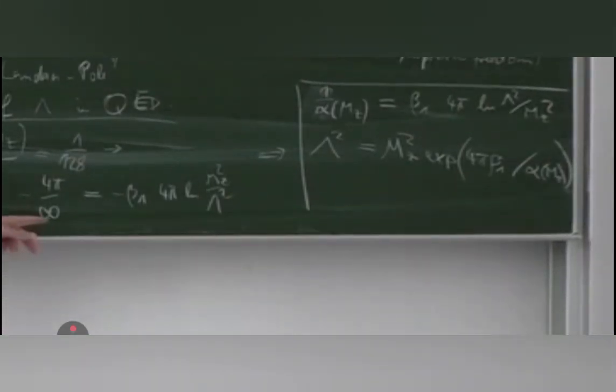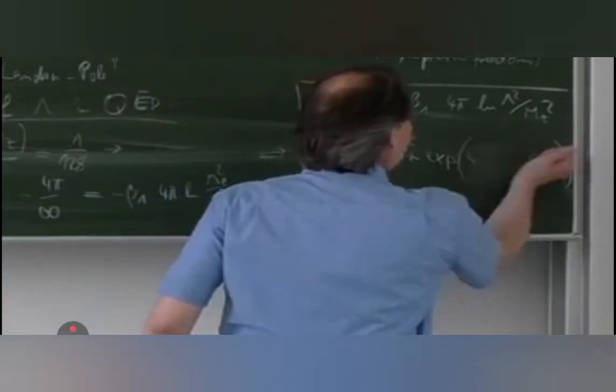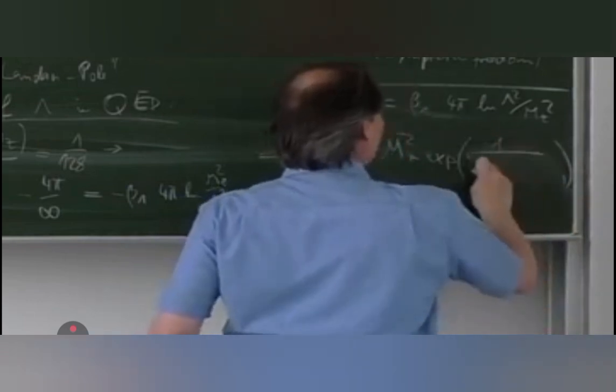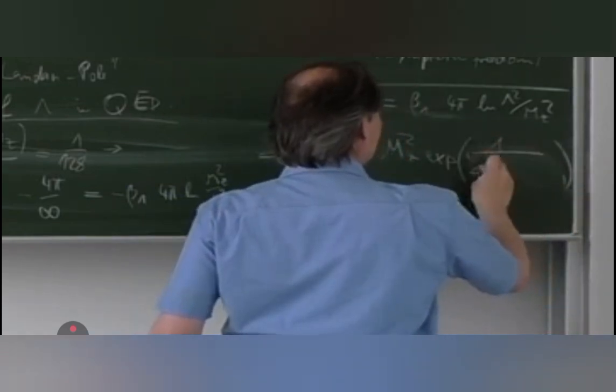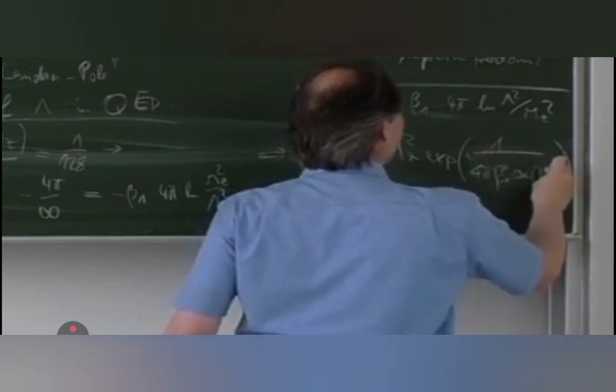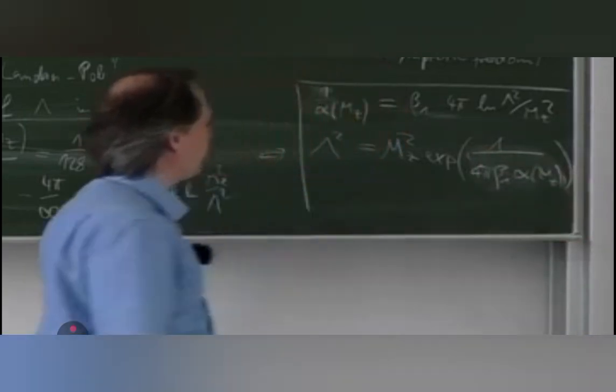I think that is somehow wrong, because I need to divide by this. The exponent is of course instead 1 over 4 pi beta 1 times alpha of mz.